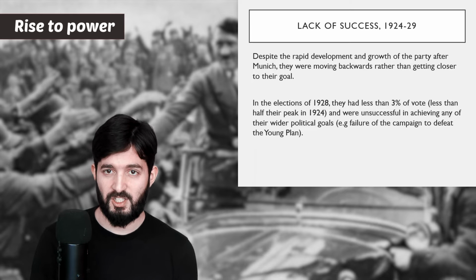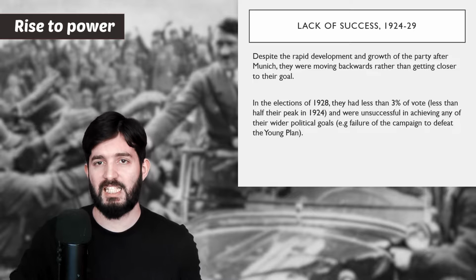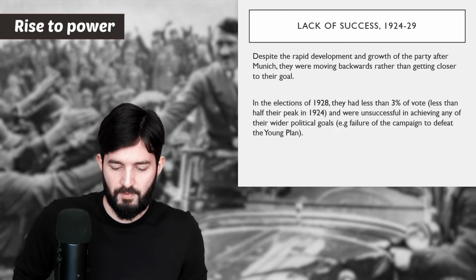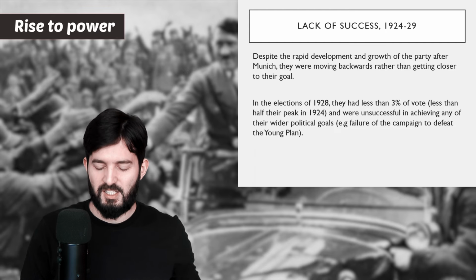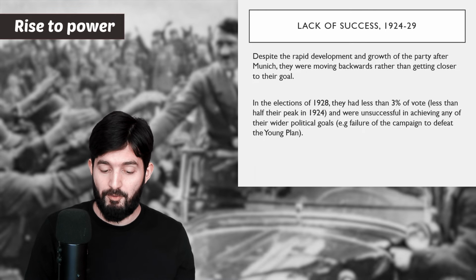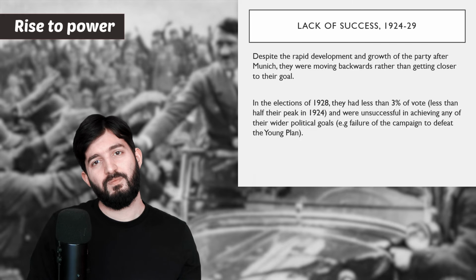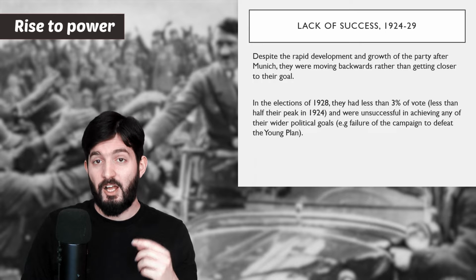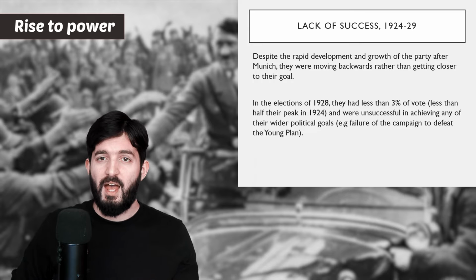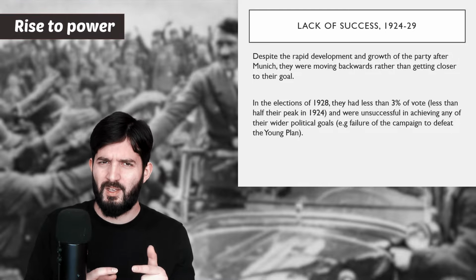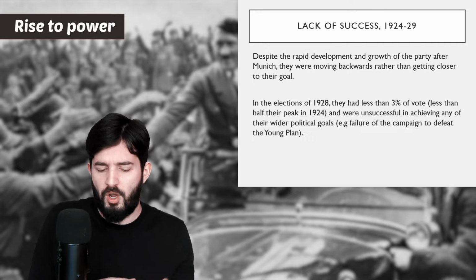So in the election of 1928, this is the first election the Nazis contest after Hitler has come out of prison. They end up receiving less than 3% of the vote. Okay, and I can't remember the number of seats that is, but it's essentially less than half the peak the Nazis had achieved in 1924. So when Hitler was in prison, they got double the number of votes and seats that the Nazis had achieved when he came out of prison and made this large nationally organized party. So the party was moving backwards despite objectively becoming larger and more organized.